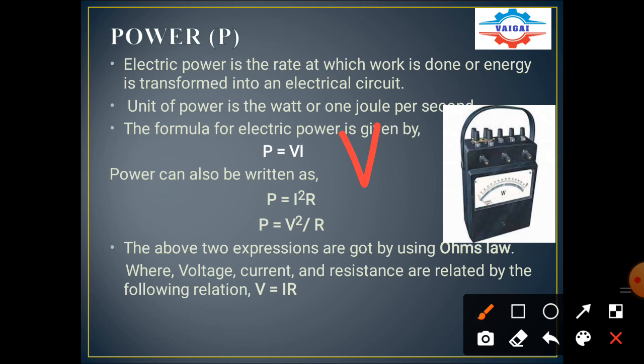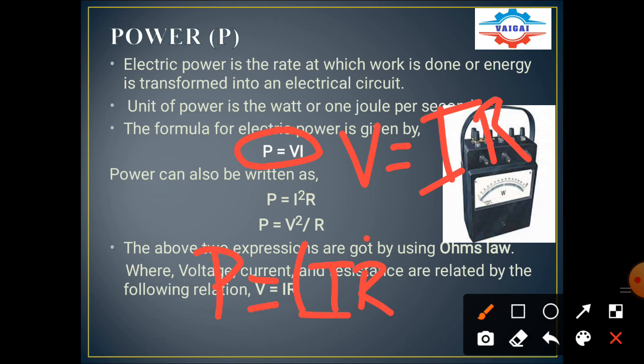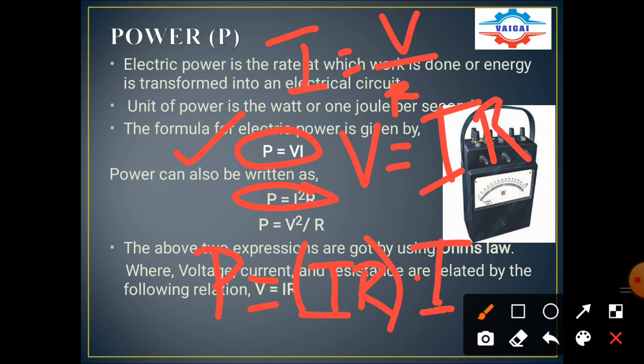According to Ohm's law, V is equal to IR. We have to substitute this equation. V is equal to IR. Therefore, P is equal to V I, and we have to substitute IR for V. So IR into I, I into I is I square, so I square into R. Similarly, P is equal to V square by R, where we substitute I is equal to V by R according to Ohm's law. This is the power.